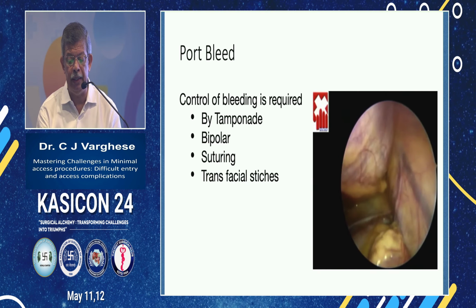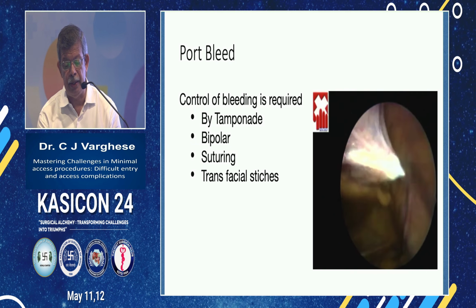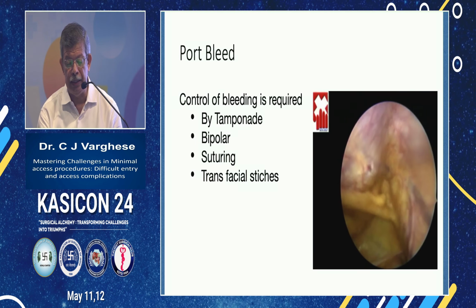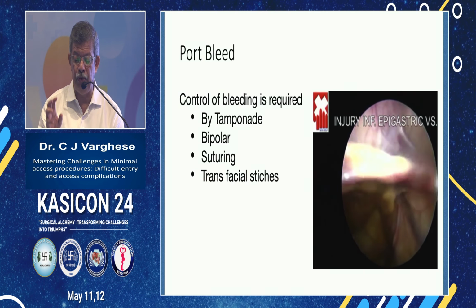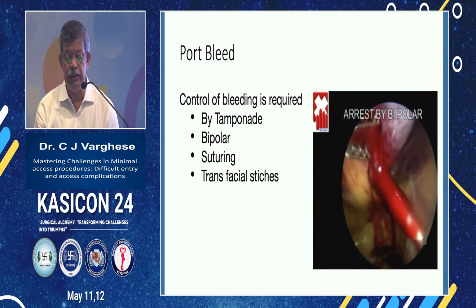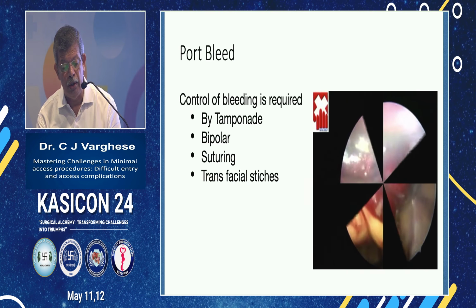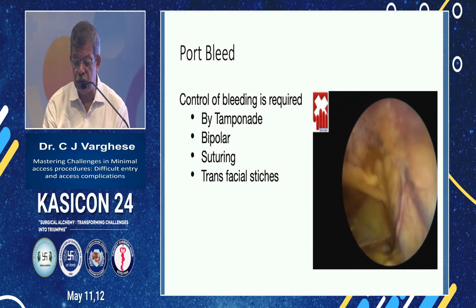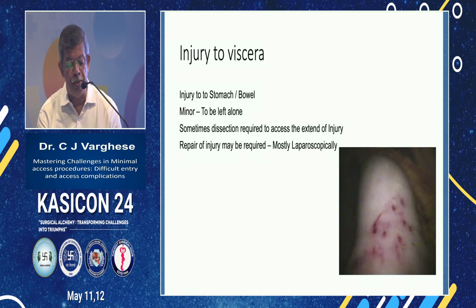And the port site bleed is another problem. Like, see, there is an inferior epigastric vessel. The operator is trying to avoid that, but ultimately punctures it. You can see that, and then he is puncturing that. So definitely, if you take a little time and see where the vessel is, it can be avoided. But once it happens, it can be controlled by tamponade or by bipolar cauterization. Sometimes suturing is required, or the transfascial stitch is also helpful. Definitely it can be controlled. There's seldom any need to convert into open surgery.